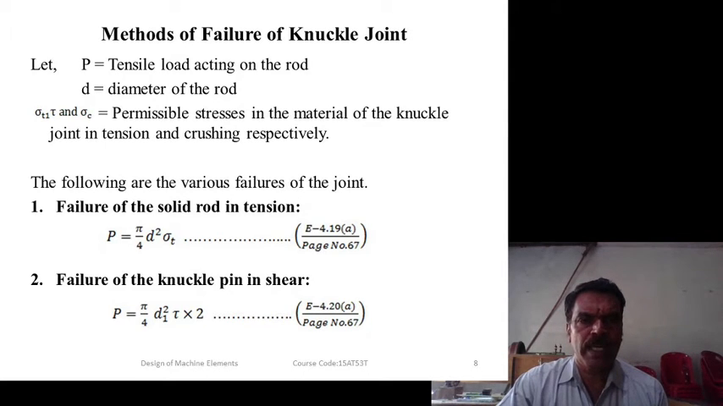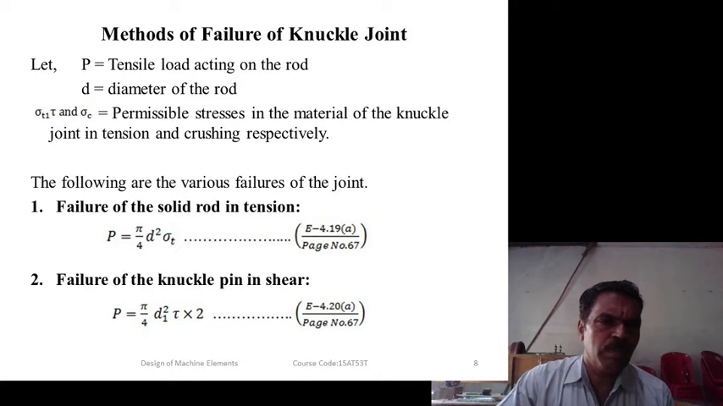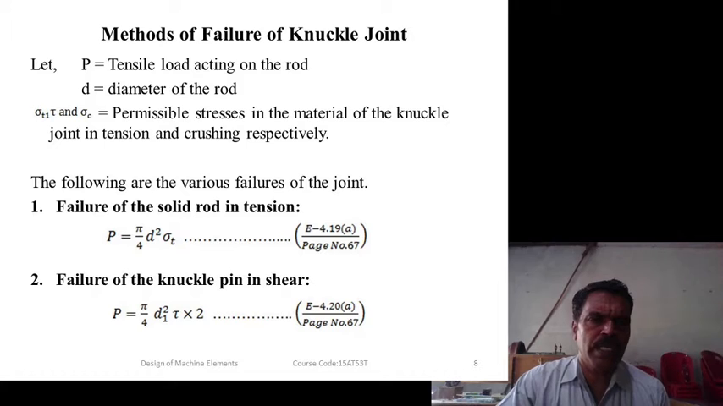D is nothing but the diameter of the rod. It should be in mm. Here sigma T, sigma C as well as tau are the permissible stresses of the knuckle joint: sigma T stands for tensile stress, tau stands for shear stress, and sigma C stands for crushing stress of the joint.